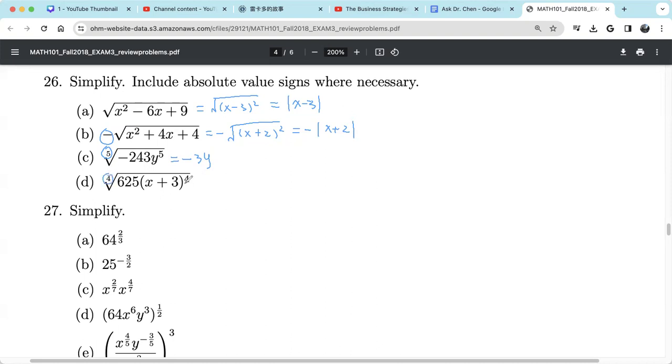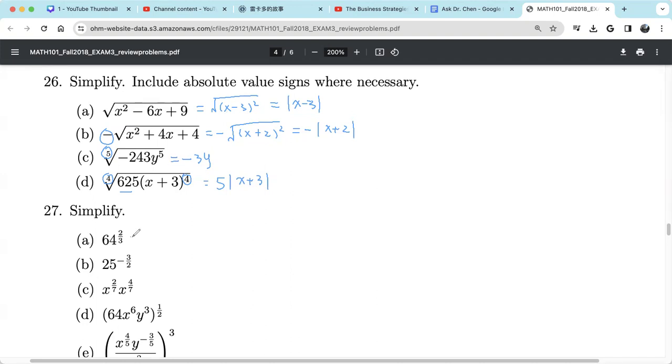This one is 4. This one is 4. Right? And the 625 is 5 raised to the 4th, because 5 squared is 25, and 25 times 25 is 625. And then we want to make sure this x plus 3 is positive, so we put absolute value signs around it.